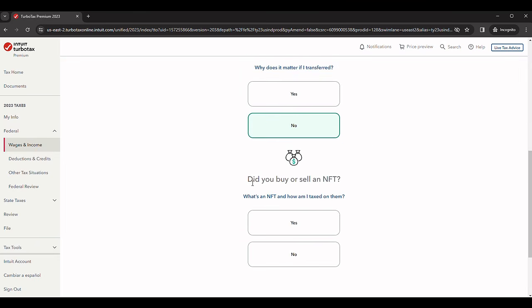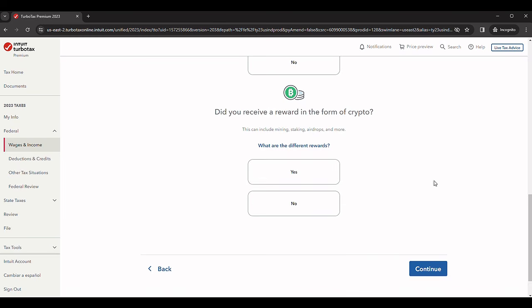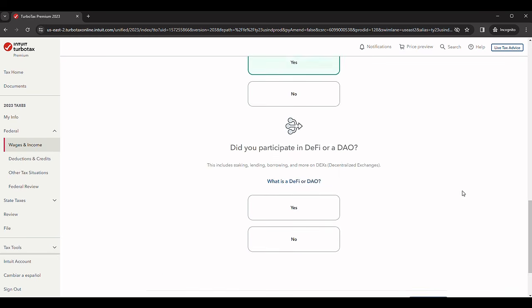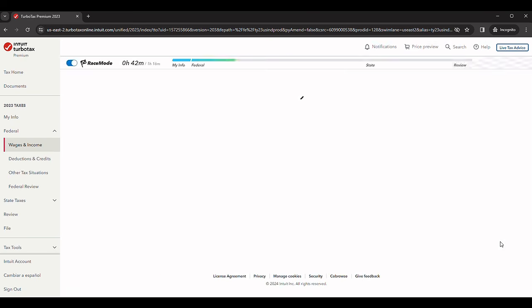So did you buy or sell an NFT? Let's just say, yeah, sure, why not? Did you receive a reward in the form of crypto? Let's just say, okay, we received an airdrop. Did you participate in DeFi? Okay. Let's just say, yeah, got some interest income.